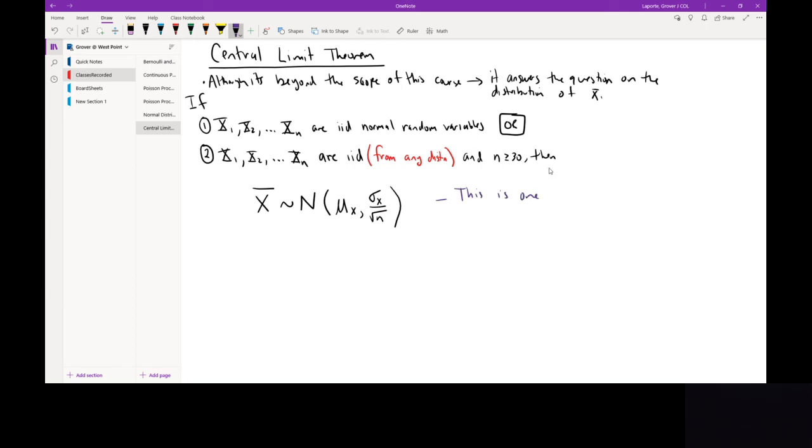This is one of the most important results in statistics, and allows us to compute confidence intervals, to do hypothesis testing, and other things.